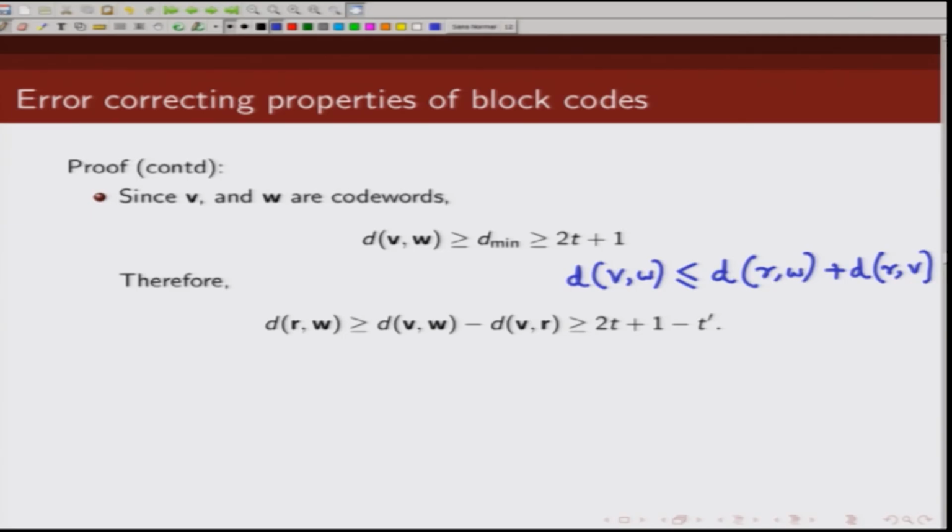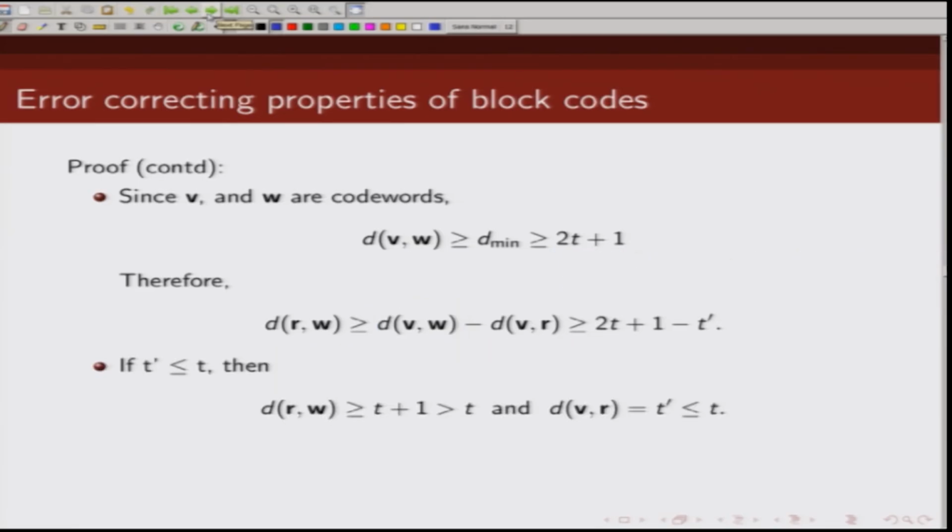Now, we can bring this here and we can bring this here, and we can write this relation in this particular form. Now, what is this quantity? The Hamming distance between v and w is at least equal to 2t plus 1. And what is the Hamming distance between the transmitted code word and the received code word? We denote it by t dash. So, then the Hamming distance between r and w is given by 2t plus 1 minus t dash.